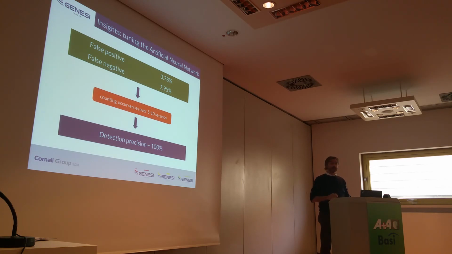False negative detection is less important because you have to look at this as each case, and in this situation it is a 1 second case. A man doesn't work for just 1 second, he works for 5 to 10 seconds, so we just count the data coming out from the algorithm, and we obtain a detection precision of 100%.